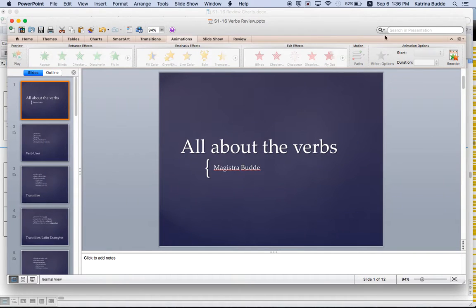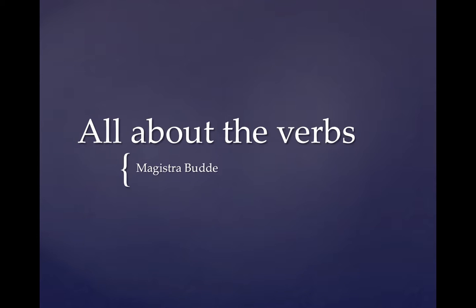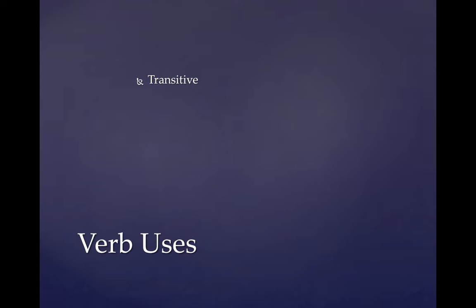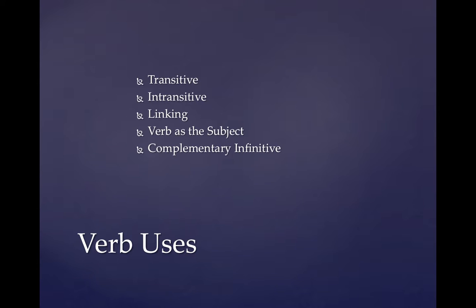And now I am going to show you a little presentation about the uses of verbs. So that's all about the different endings. So, verb uses. Verbs can be transitive, they can be intransitive, they can be linking, or you can have the verb as the subject. And the last thing we'll talk about are complementary infinitives.